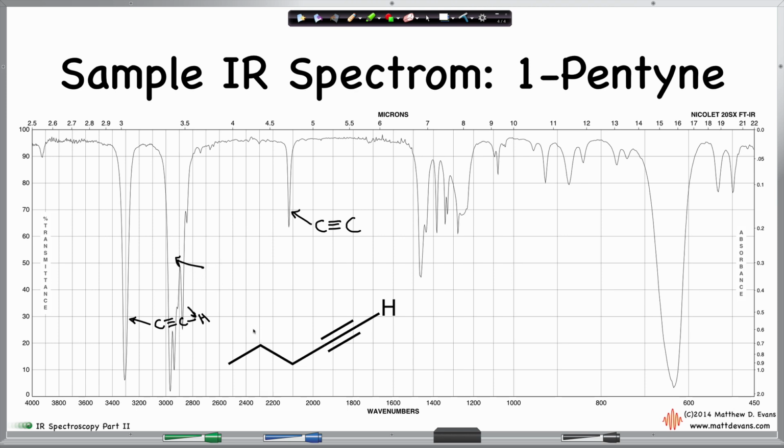Now this absorption here, everything, and I mean everything, that has a CH bond has this, so this is due to all these CH bonds that we have in the molecule. There's CH2 here, CH2, CH3. Really, there's nothing useful here because every molecule, practically speaking, has this.